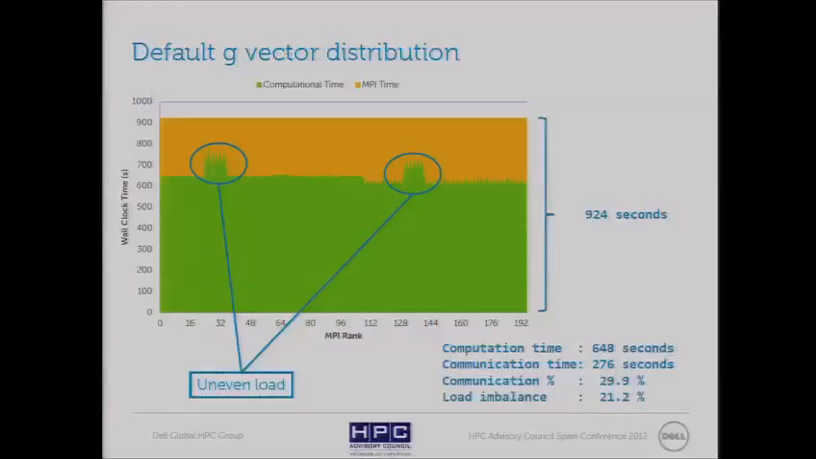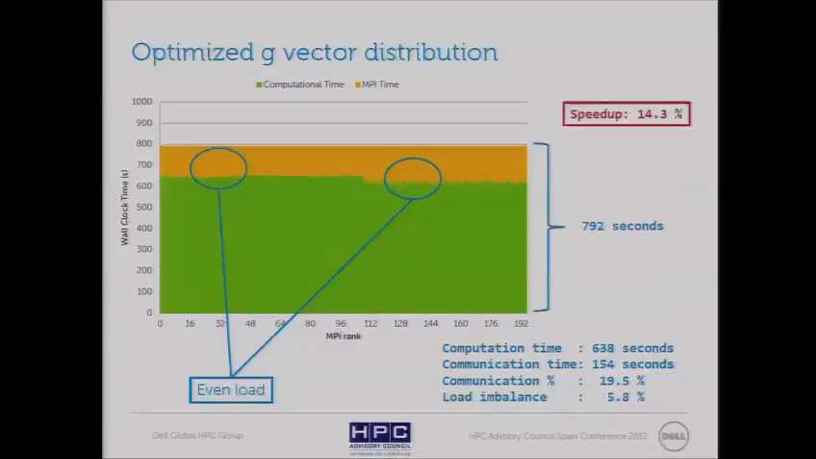And then if I do a standard G-vector distribution, because I have a sphere, and that sphere is then distributed in rods, and each processor has a rod or some rods, and some at the outside the rods are smaller, and then you have less work to do than inside the sphere where the rods are larger. And then you see that I have a load imbalance here and here. My communication time is around 30%, and my load imbalance is 21%. And then you see that I have quite substantial wall clock time being spent in communicating or waiting for data to arrive.